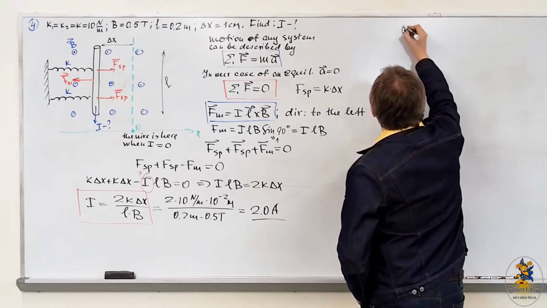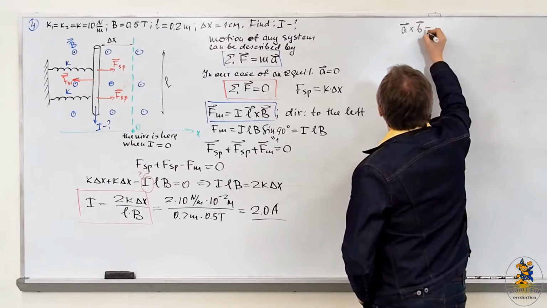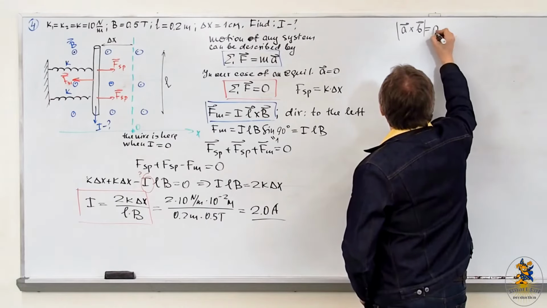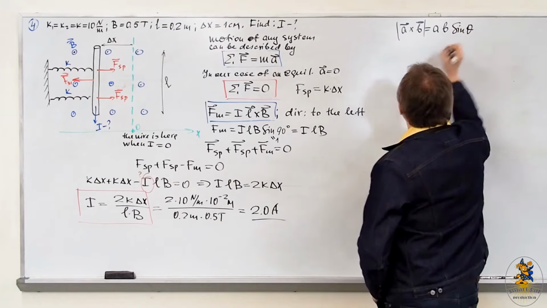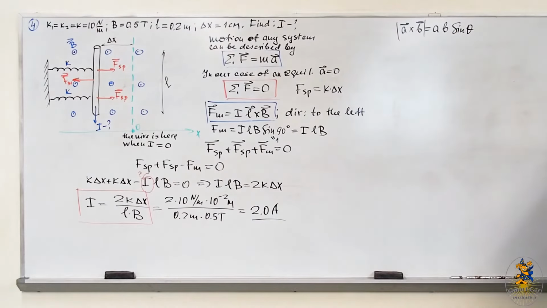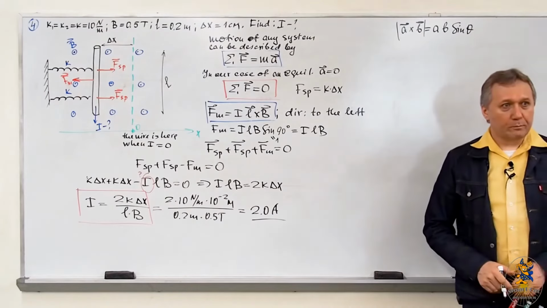Let's say A cross B equals the absolute value of A times the absolute value of B times sine of the angle between them. By definition, the absolute value of the cross product. And it's always going to be sine?